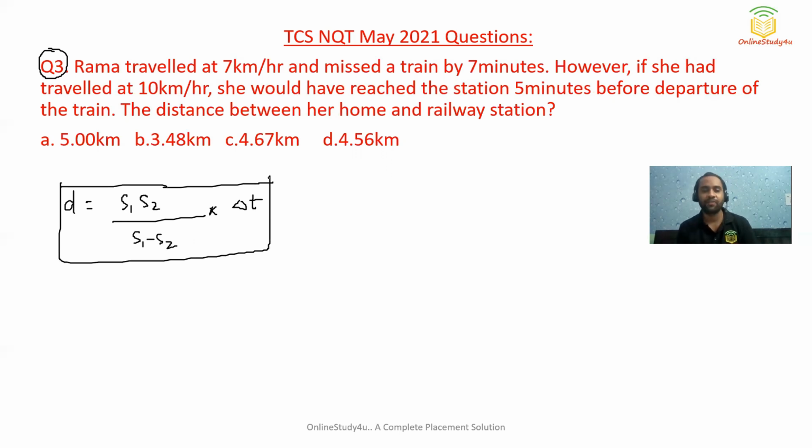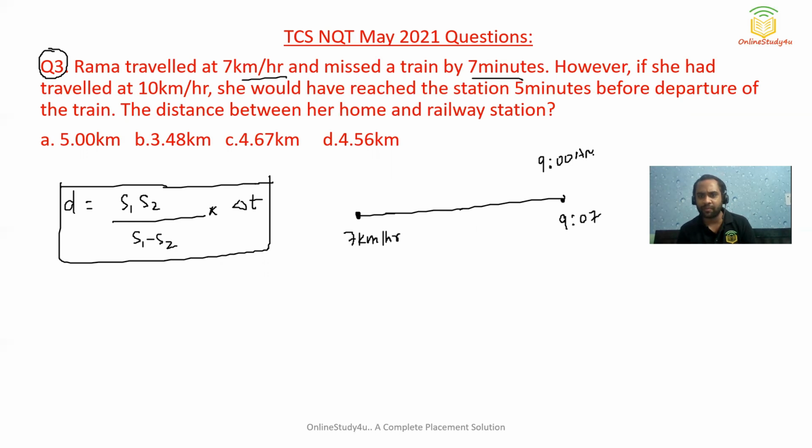Which type of question, we will understand. Rama traveled at 7 km per hour and missed a train by 7 minutes. That means suppose Rama from her home traveled with a speed of 7 km per hour, but she missed the train by 7 minutes. That means she is reaching 7 minutes late. So suppose she had to reach by 9 a.m.